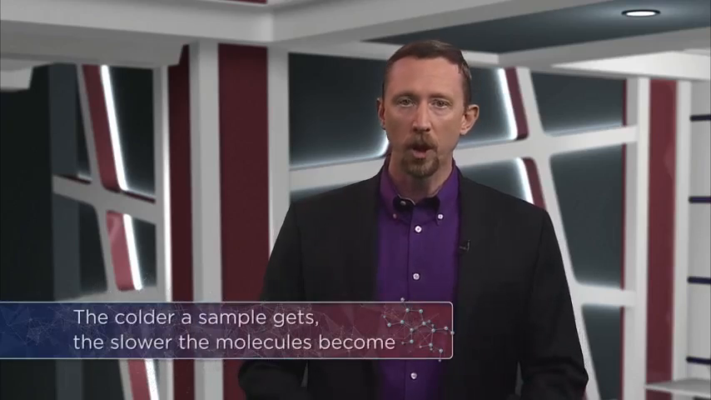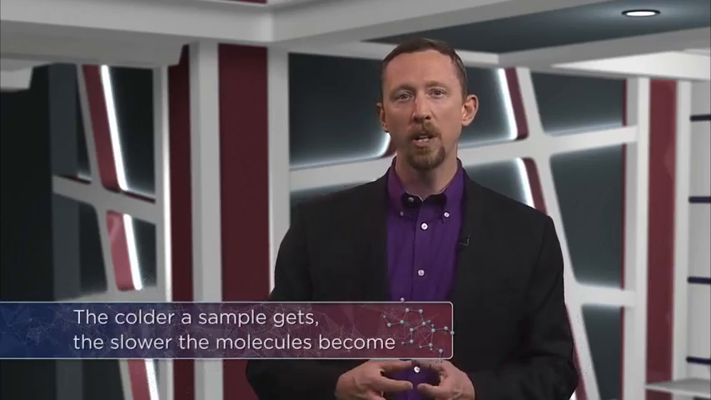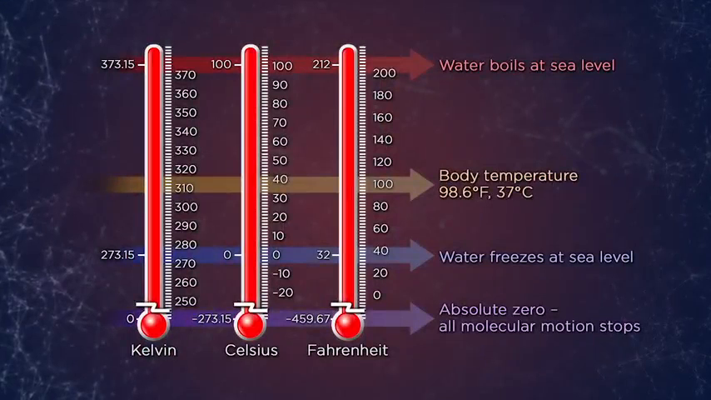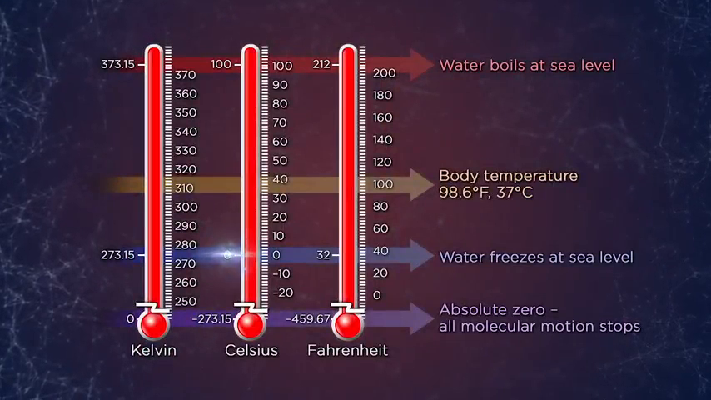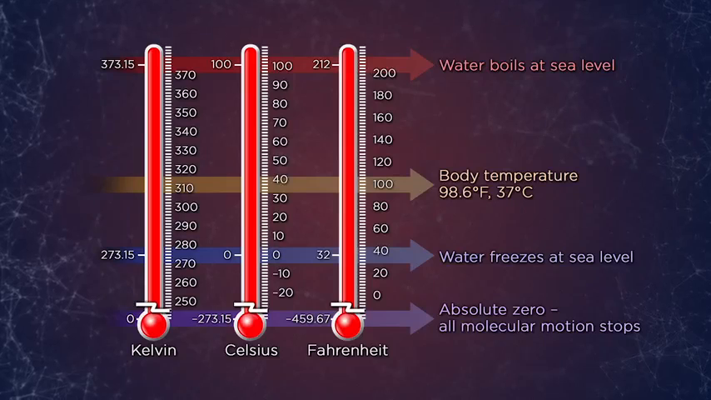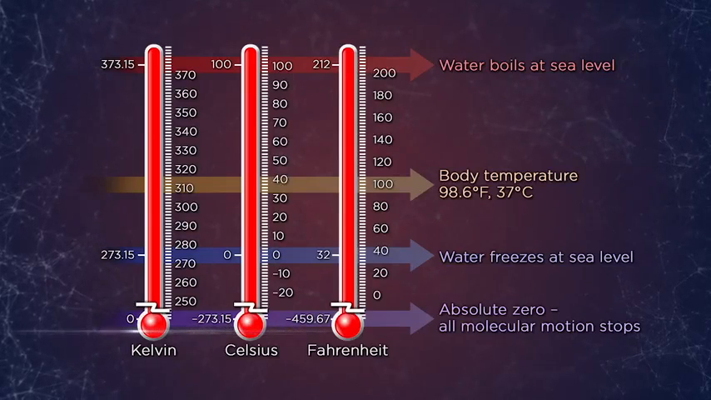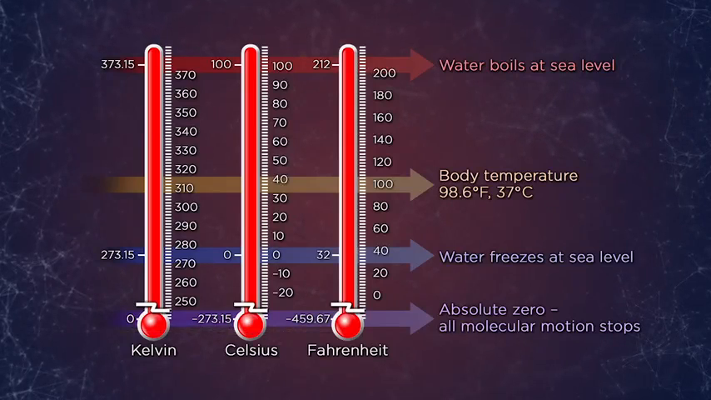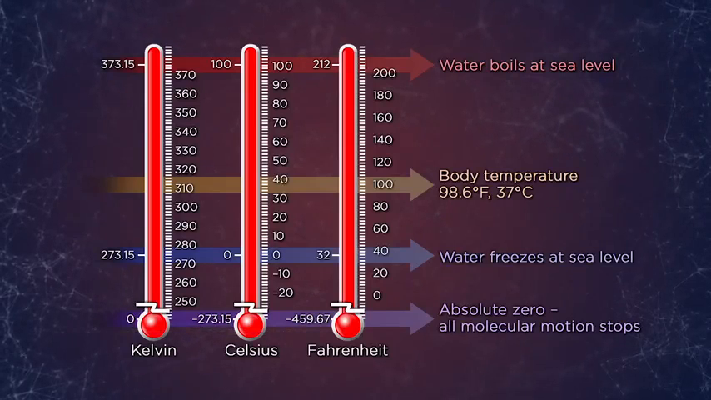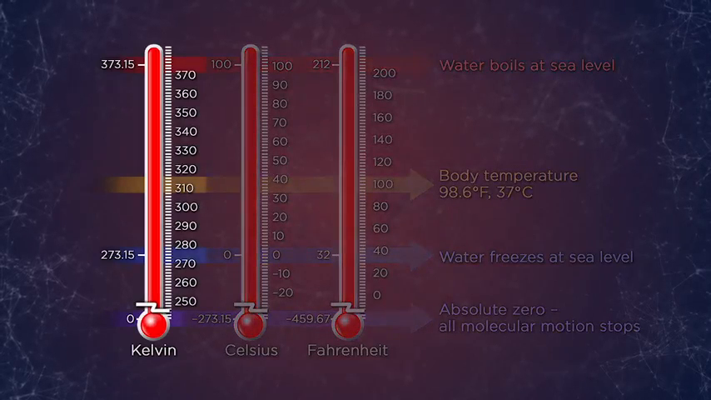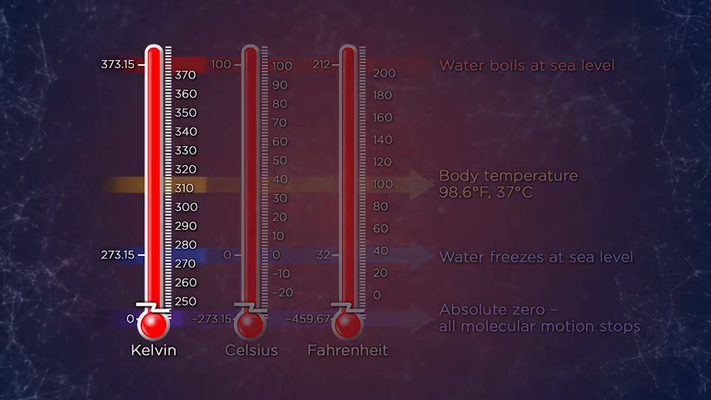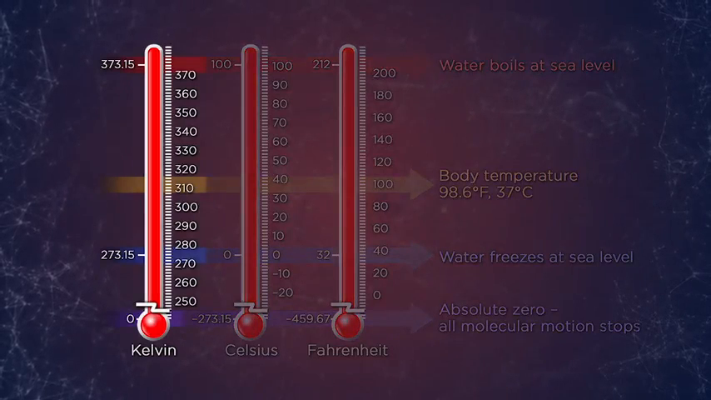These molecular motions are essentially temperature. The colder a sample gets, the slower the molecules and processes within it become. And Kelvin wanted a temperature scale that directly communicated how vigorous these motions were in different samples. Kelvin suggested that the zero reference of the centigrade temperature scale should be not the freezing point of water, but 273 degrees below that, the temperature at which all molecular motion stops. This scale, in which the entire Celsius scale is offset by 273 degrees, is called the Kelvin scale.